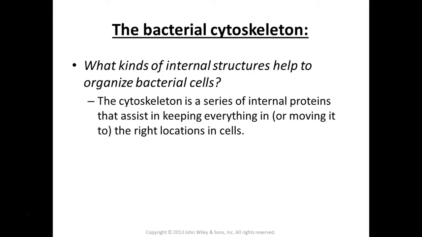All right. So the cytoskeleton is a series of internal proteins that assist in keeping everything in or moving it to the right locations within the cell. So how do we line those up? It's the proteins within the cell. And we already know this. We know a lot about the proteins in eukaryotes, right?